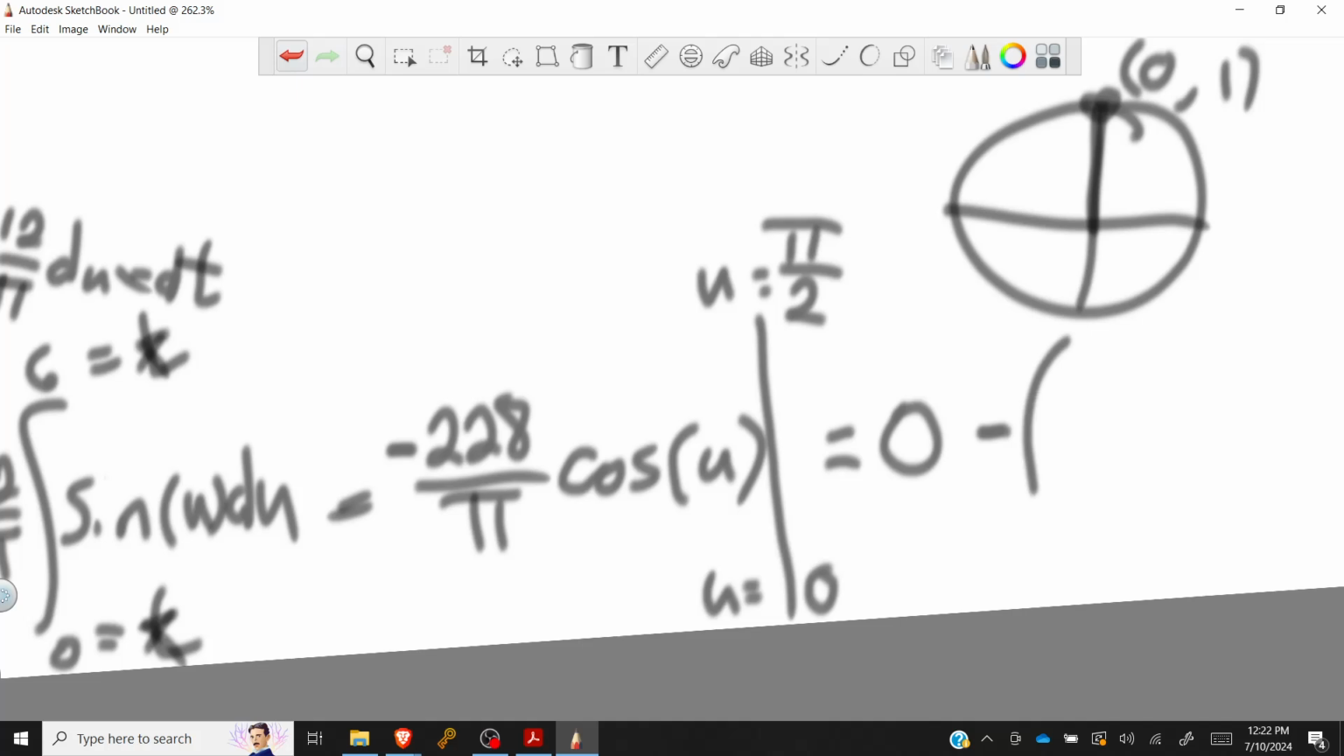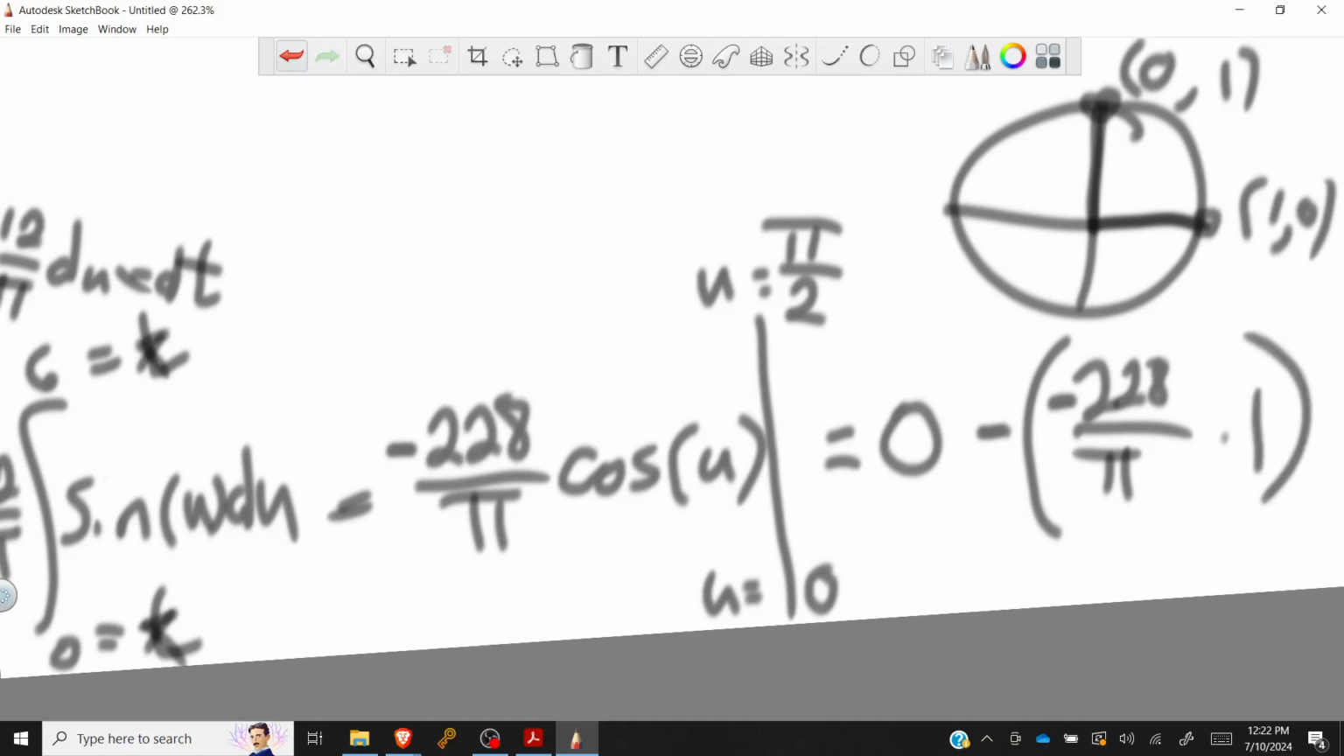Then we're going to subtract a negative 228 over pi, and cosine at 0 is going to be 1, because it's the x-coordinate, times 1.